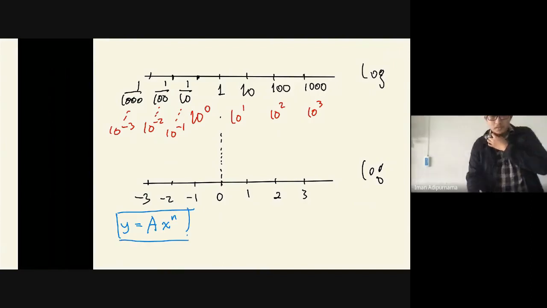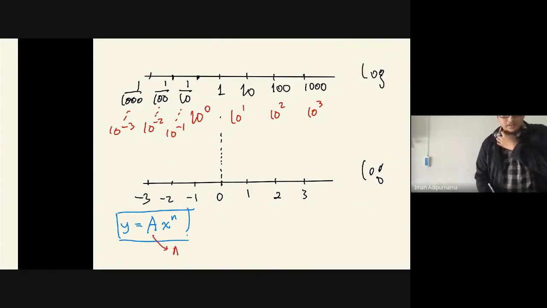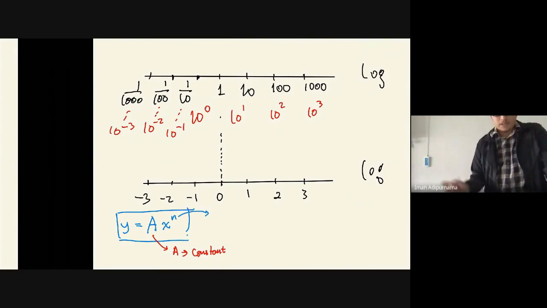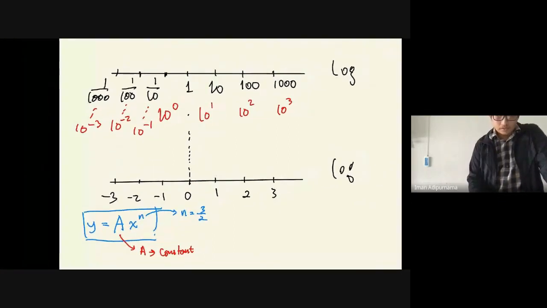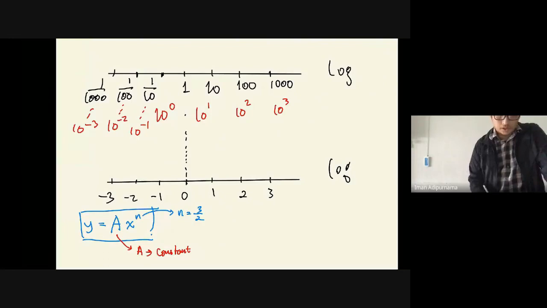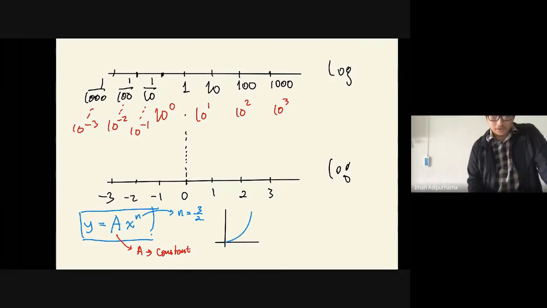Here a is a constant that you need to define. Remember, this is a constant. Maybe from plotting the graph, or if you get the information that n is maybe 3 over 2, we can draw it. Maybe the graph will look like this.